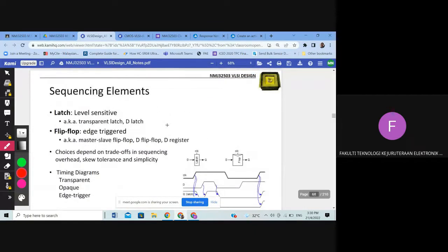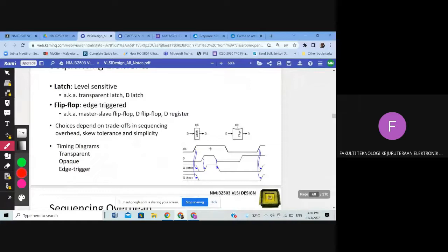Okay, so this is actually an example of the difference between latch and flip-flop. So have a look at the diagram and also the timing diagram, the block diagram and the timing diagram. Can you identify what's the difference between latch and flip-flop? Focus maybe on the timing diagram.